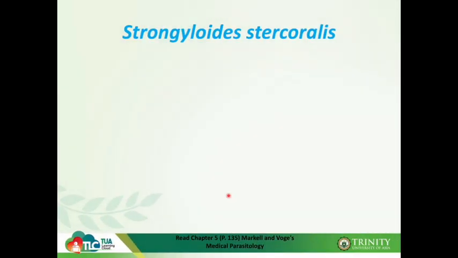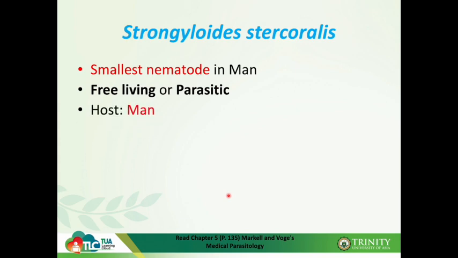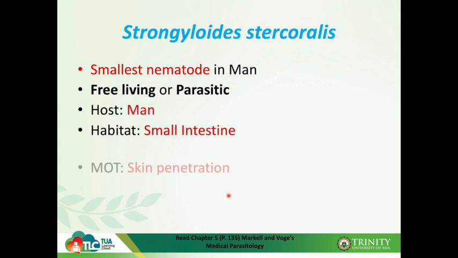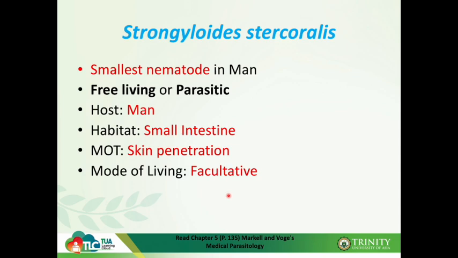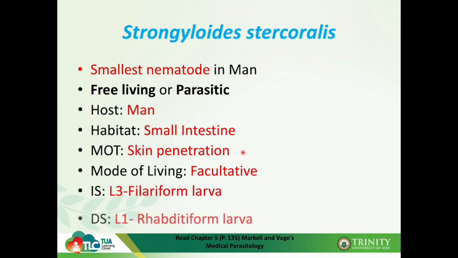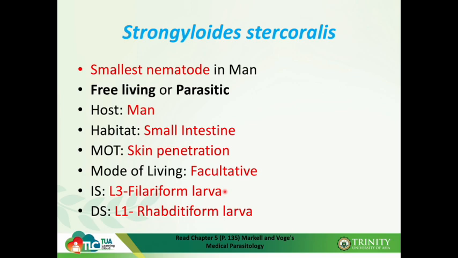We now go to Strongyloides stercoralis. Strongyloides stercoralis has been described as the smallest nematode in man. It's known to be facultative, meaning it has a free living cycle and a parasitic cycle. The host is man, habitat is small intestine, and the mode of transmission and infective stage are still the same.